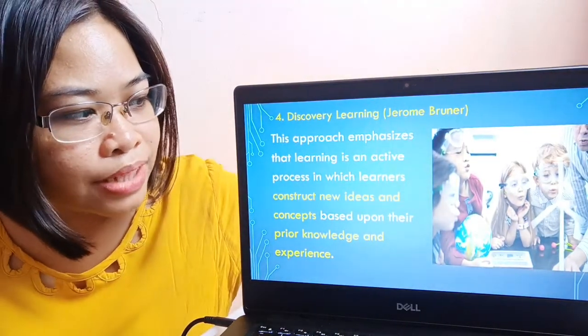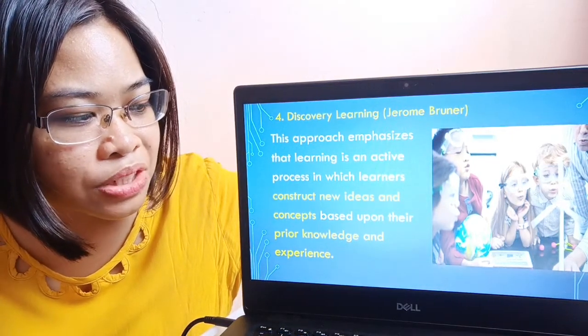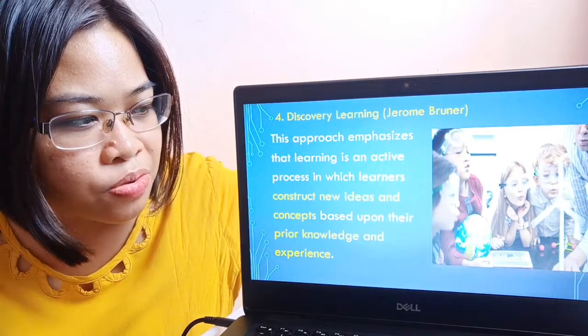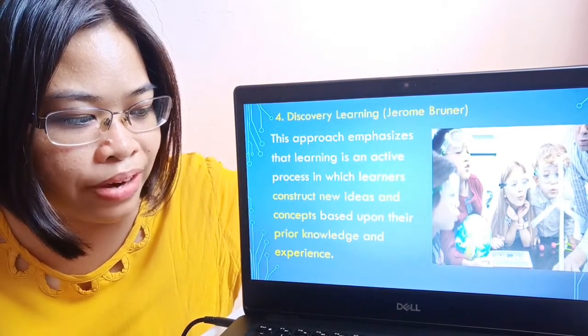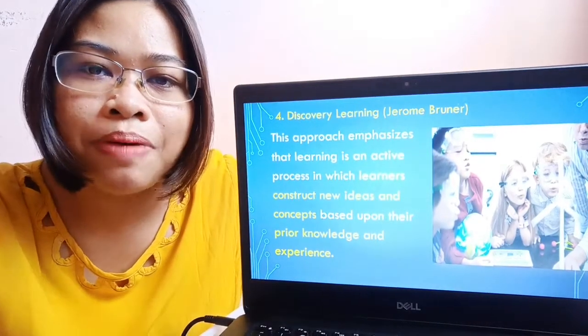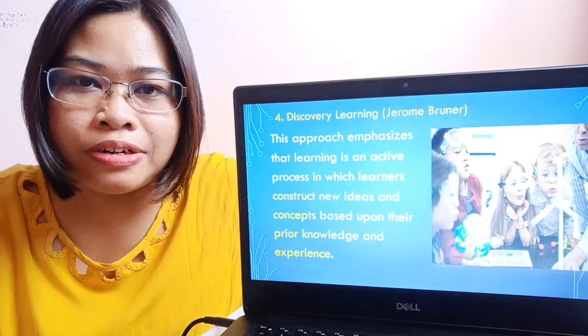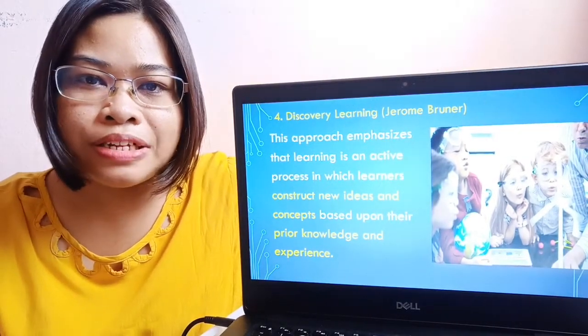This approach emphasizes that learning is an active process in which learners construct new ideas and concepts based upon their prior knowledge and experience. This popular theory encourages learners to build on past experiences and knowledge.